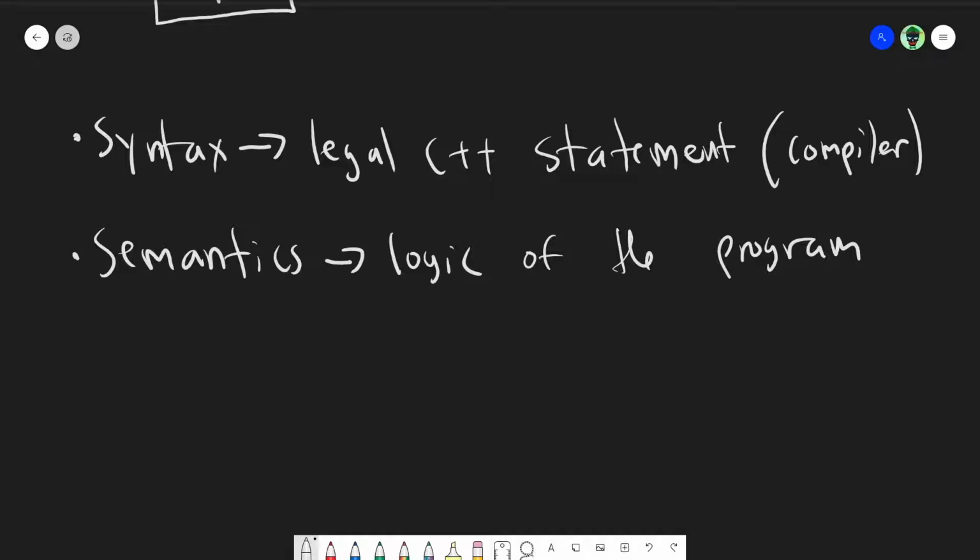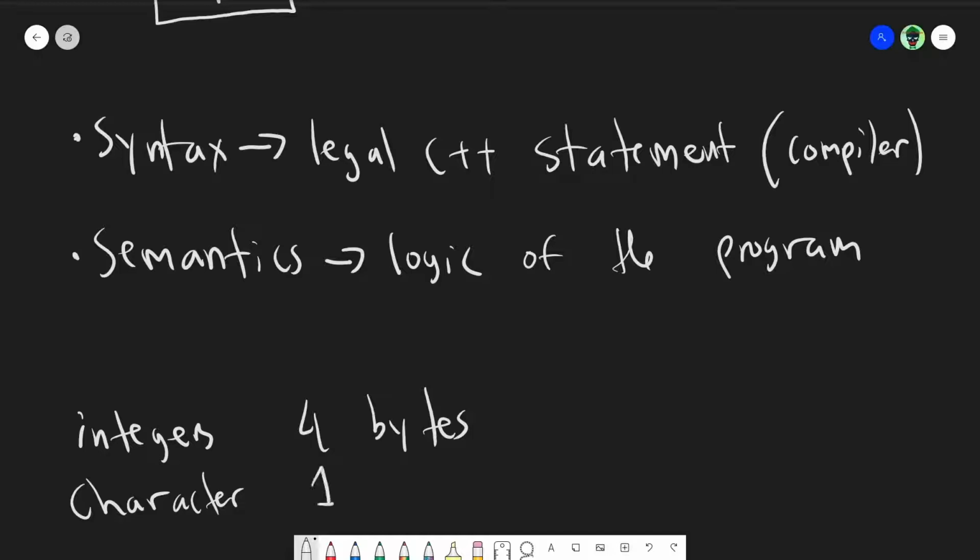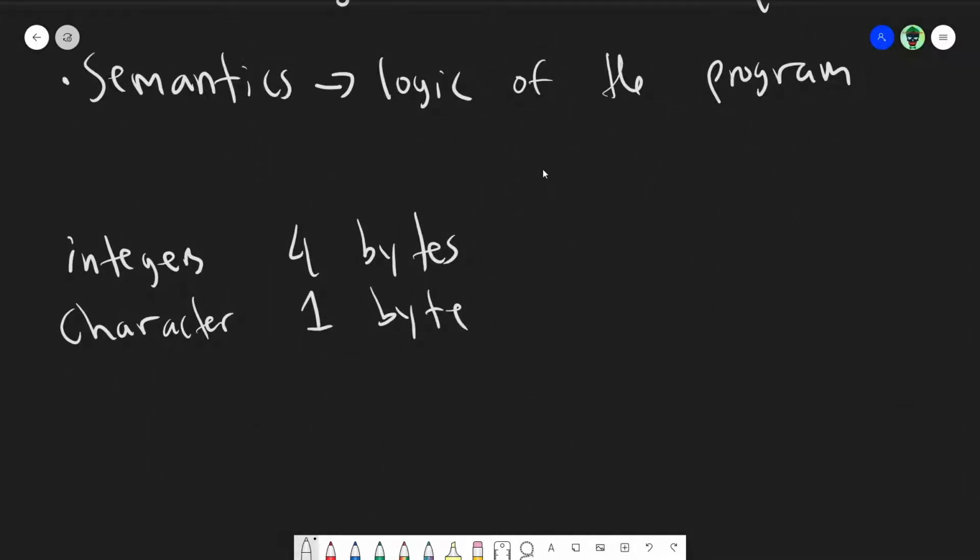Okay, another thing I didn't really talk about too much, though I talked a little bit about them, is different data types. You have data types like integers, which are going to be 4 bytes of data, and a char, or character, which is going to contain 1 byte of data. That tells you how much you can store in an integer.